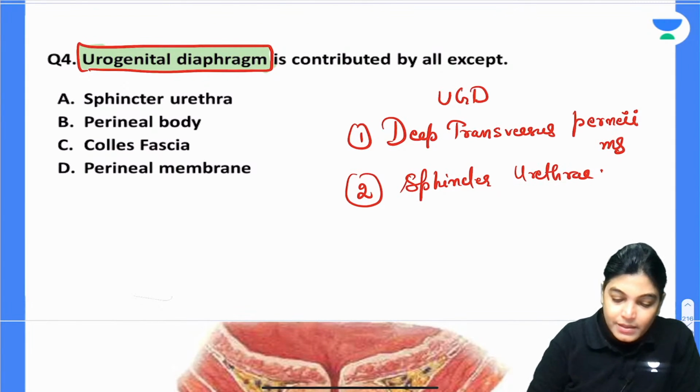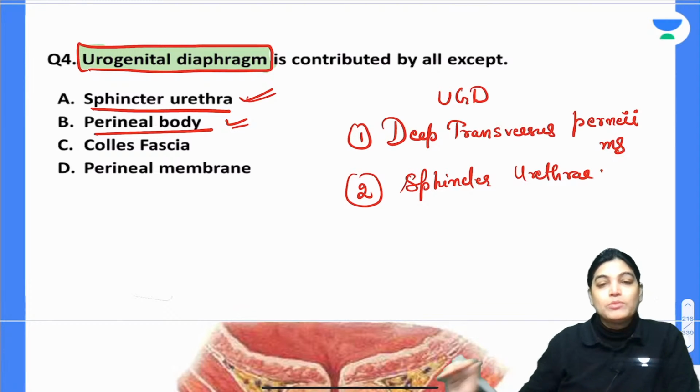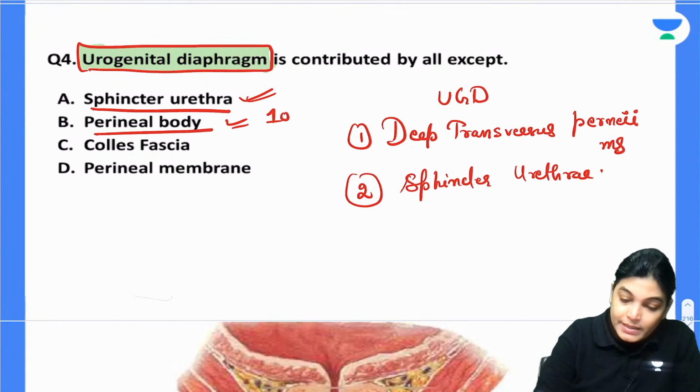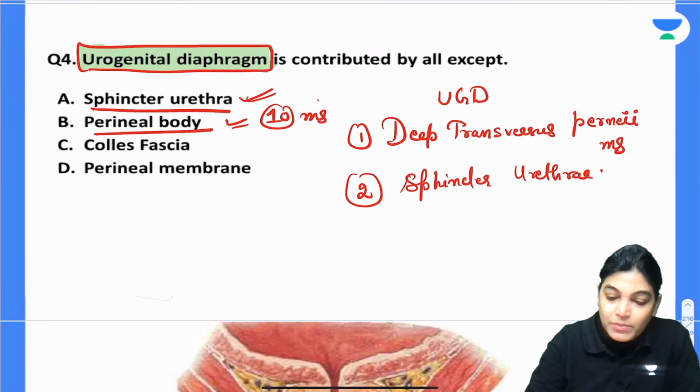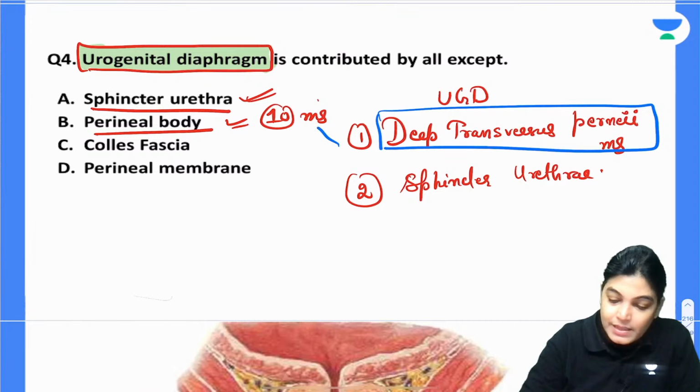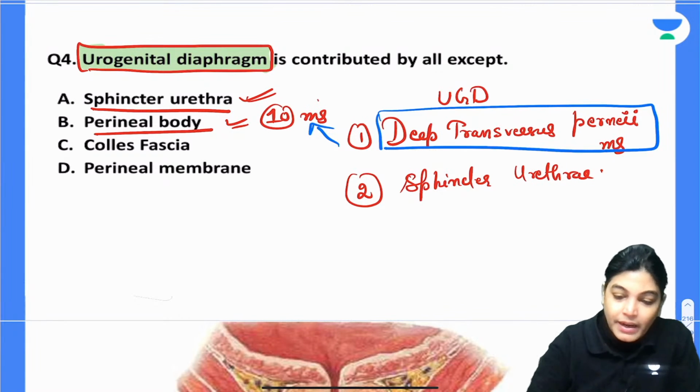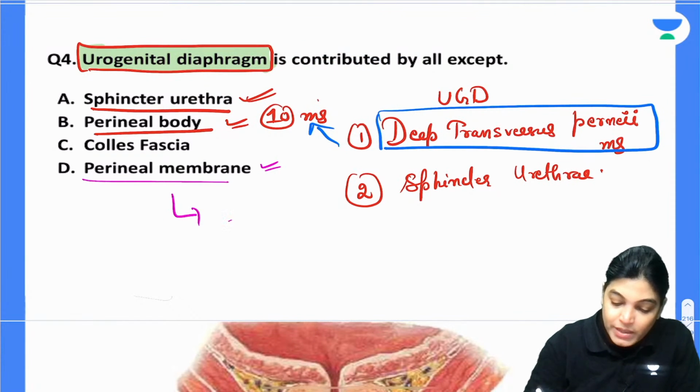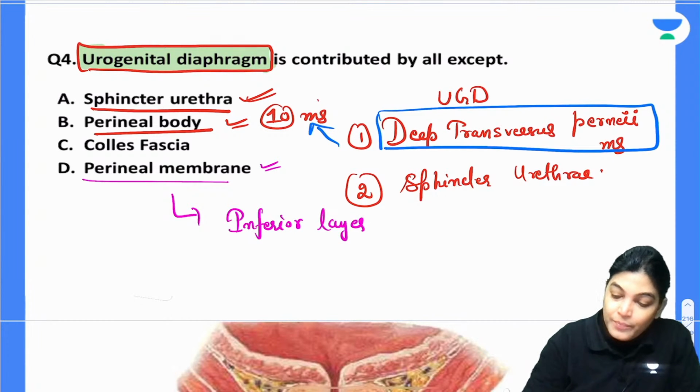So the sphincter urethrae is a contributor. Perineal body is actually a fibromuscular zone where the muscles are interlacing. The deep transverse perineal muscle is also interlacing at the perineal body, so this is also a content. Other than that, what do we mean by the perineal membrane? The perineal membrane is the inferior layer covering the urogenital diaphragm, so it is also a contributor.